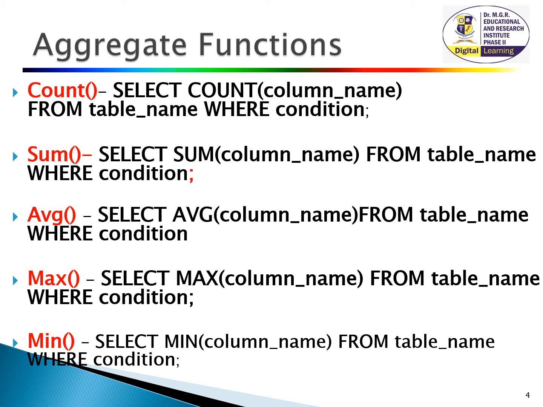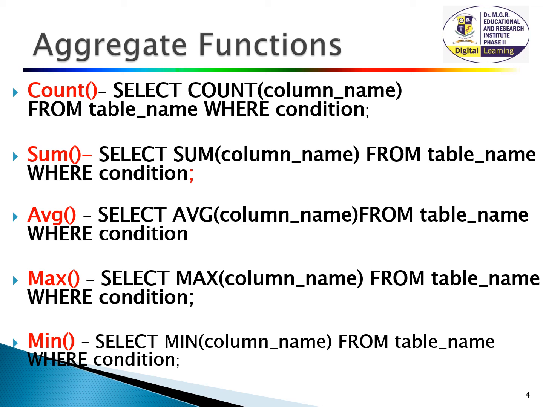The sum function is used to calculate the sum of a selected column. It works on numeric fields only. The average function is used to calculate the average value of the numeric type. The average function returns the average of all non-null values.